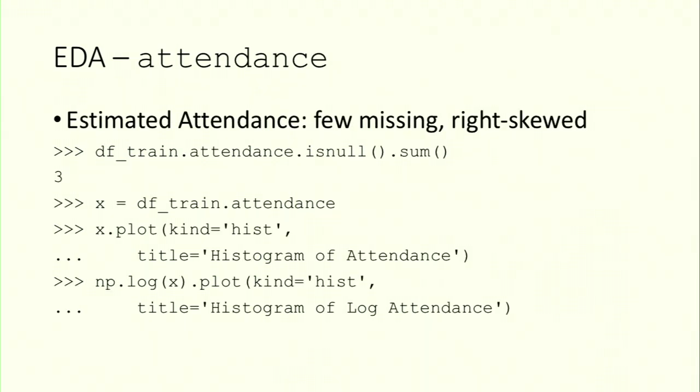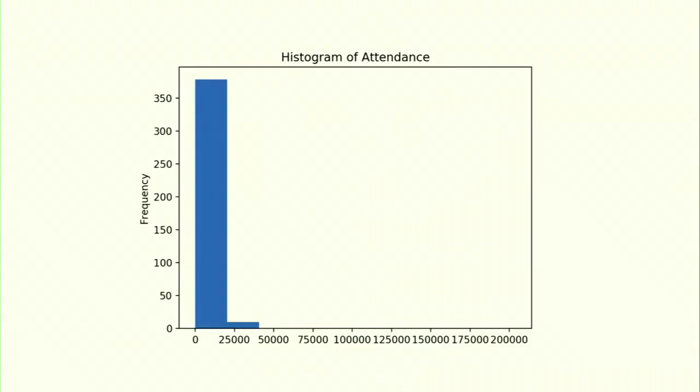Another interesting column is the attendance. So this is the one I used before. I filled in the nulls with zeros. Let's see how many times I did that. Just call is null on the Pandas series, and that will produce a Boolean. Just sum them up. It happened to be 3 nulls. So I guess most of the time people estimate their attendance. And then you can use the plot function to take a look at the distribution. So here's the distribution of attendance on the raw scale.